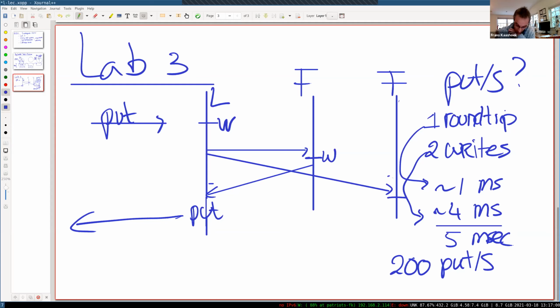Okay. So now let's look at Zookeeper. What's the round trip for the writes? Sorry, I missed it. There's one round trip, correct, to talk from the leader to the follower, and the two writes, one at the stable storage of the leader and one at the stable storage of the follower. The two writes add up to 4, the round trip is roughly 1 millisecond, so the total is 5 milliseconds for one put.